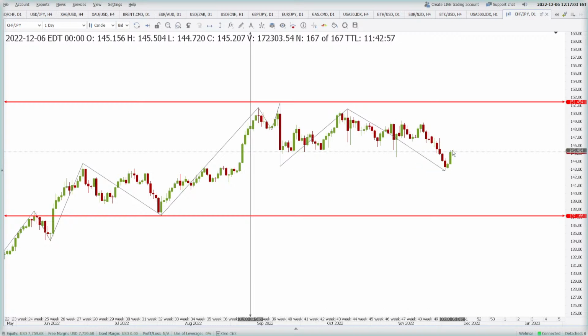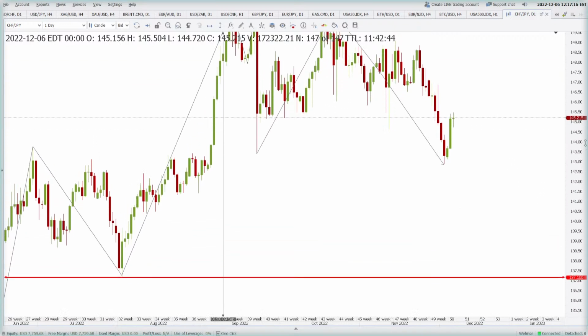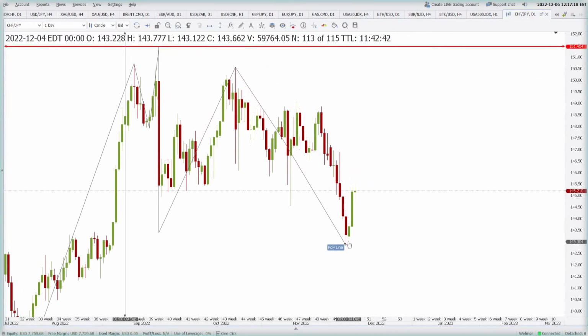So what I am expecting here is a lower high to be made. Anis, you are with me in this one? Can you understand? I'm expecting a lower high to be made because the structure of the market is broken. Yes, this is a green candle, but still I'm expecting a lower high to be made here.